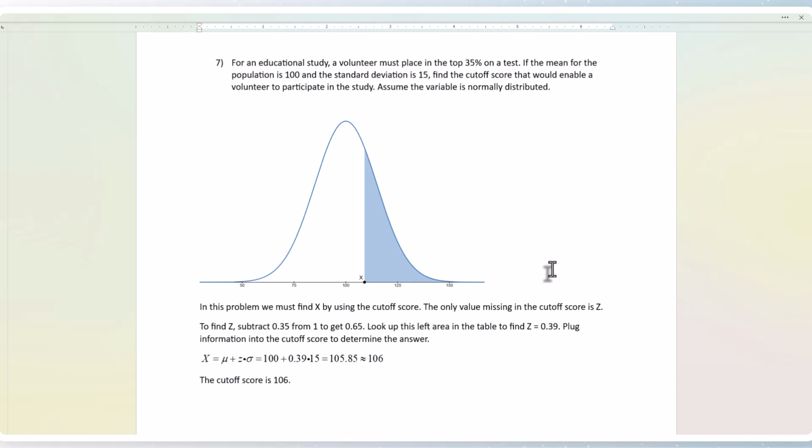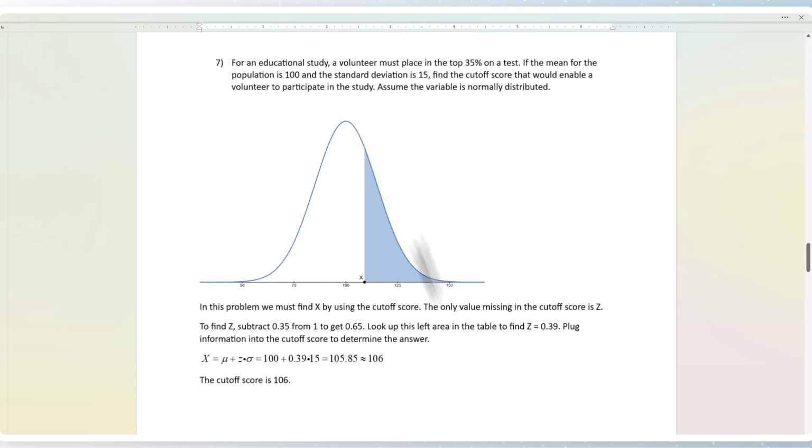Number 7 is asking the following. For an educational study, a volunteer must place in the top 35% on a test. If the mean for the population is 100 and the standard deviation is 15, find the cutoff score that would enable a volunteer to participate in the study. Assume the variable is normally distributed.